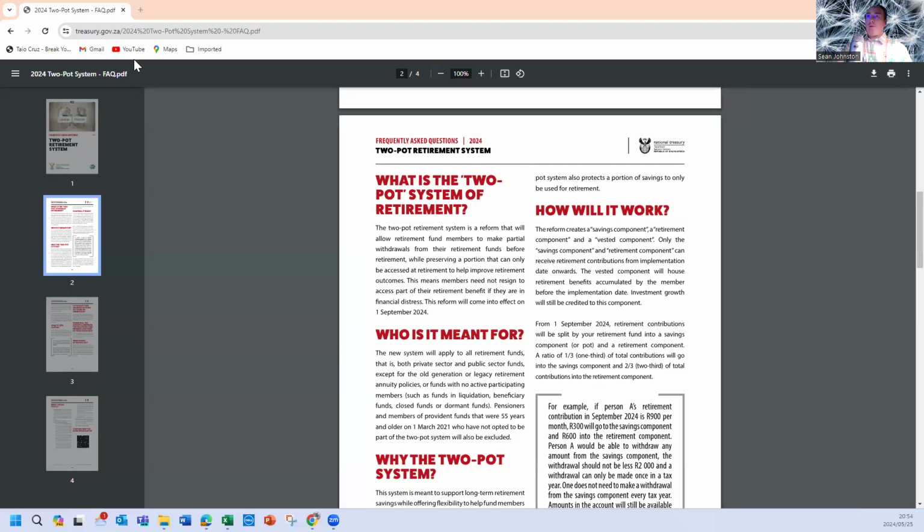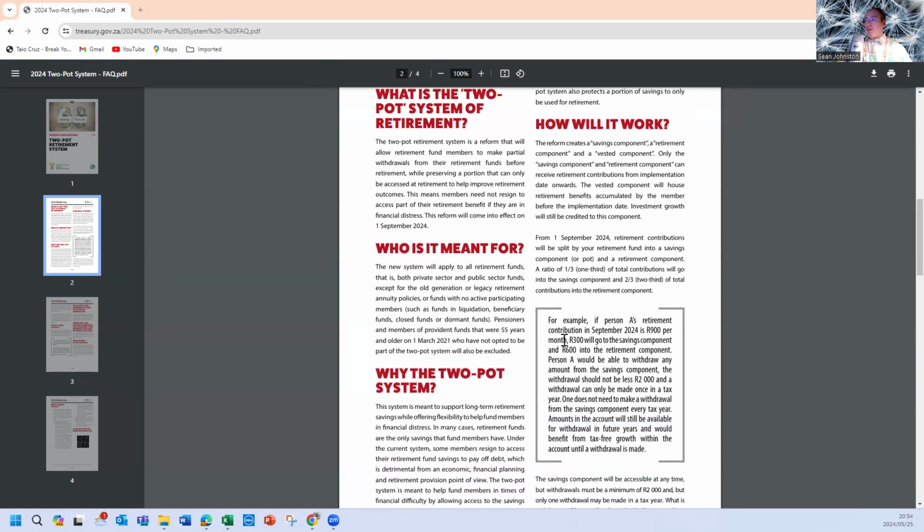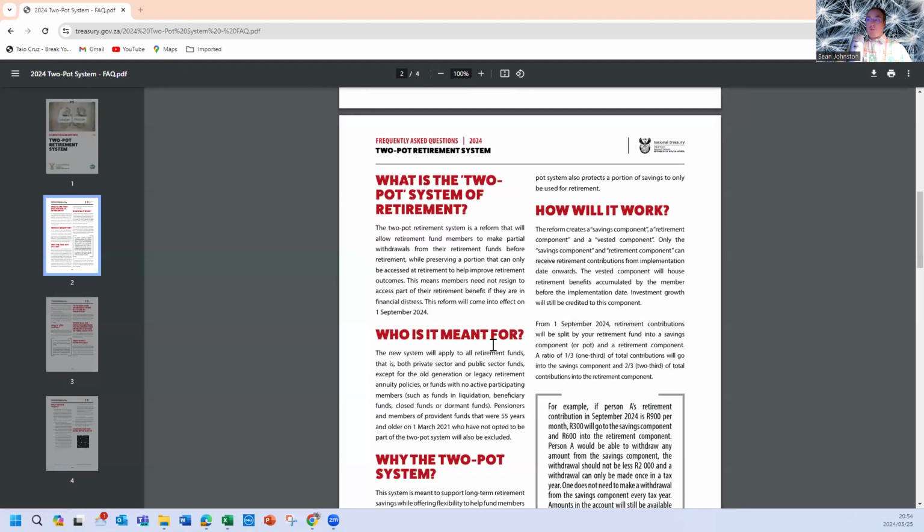But first, let me just do a share screen from a PDF document. So this document was created by the Treasury of South Africa. It was issued in 2024. I'll provide the link for you to download this. It's 4 pages long, and you can just go through this in your own time. They do provide an example over here, but I do have a calculator which does exactly the same thing for your own benefit to put in your own values just to show how it works.